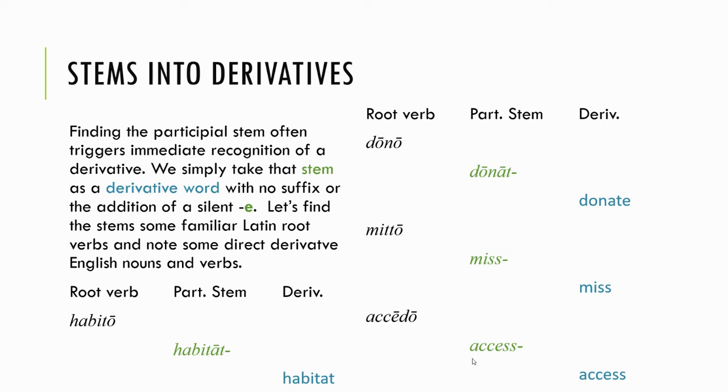In English, we change part of speech often without changing the suffix, but donate is a verb always. Miss is both a noun and a verb, and so is access. Okay? I accessed the database, or the teacher gave me access to information. English is a mess. The good news is, in Latin, you're always going to be able to differentiate between a noun and a verb.